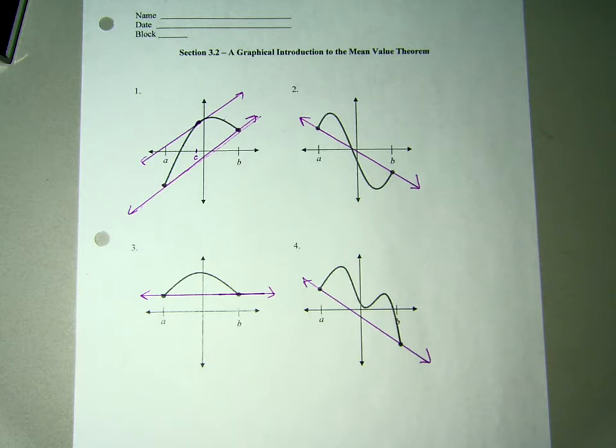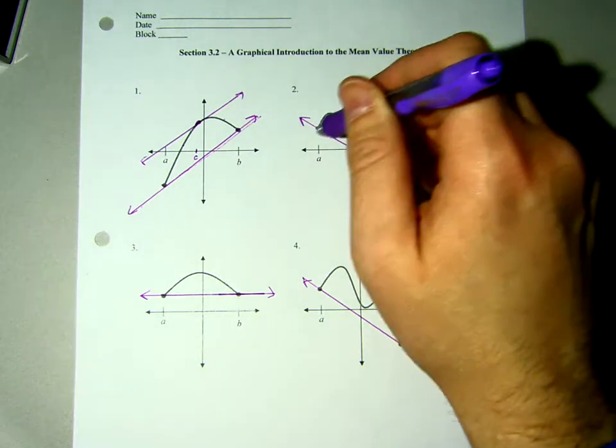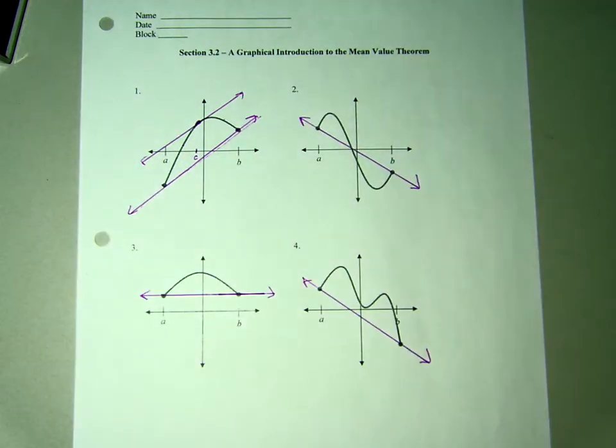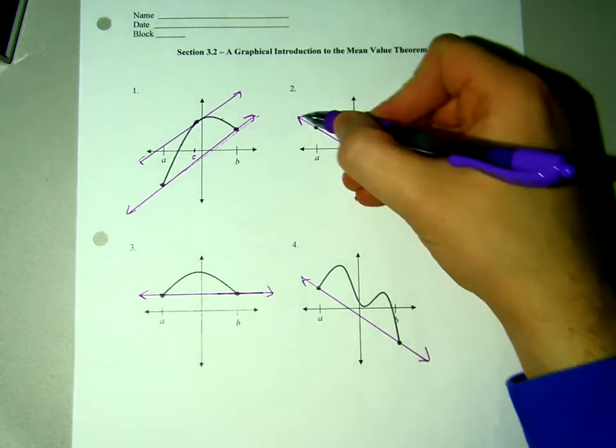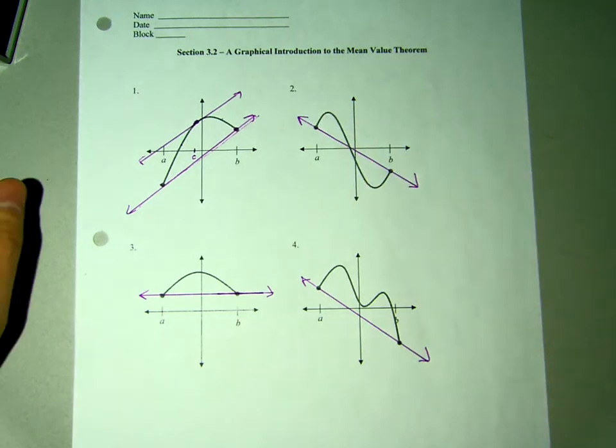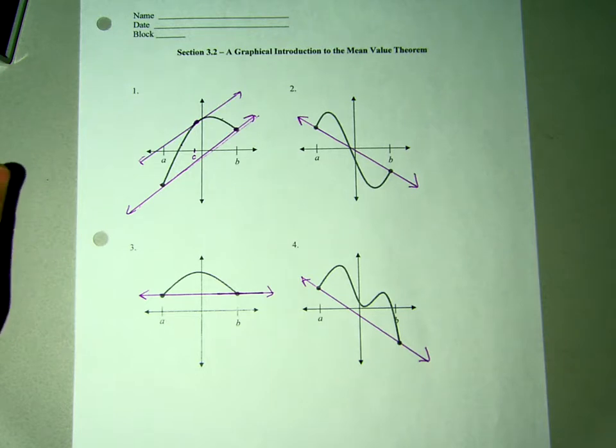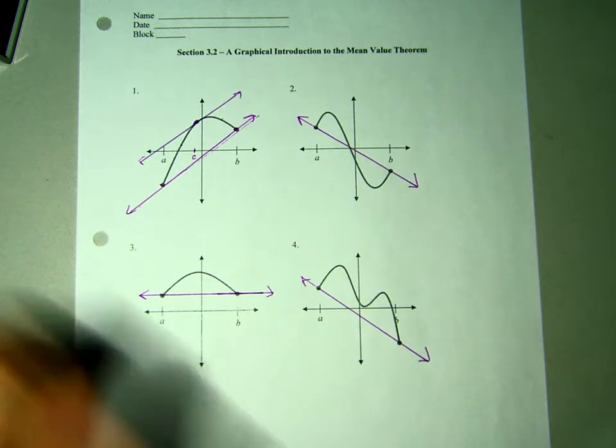I would like to see if you can figure out a place, or maybe there's more than one place, on 2, 3, and 4, where the slope of the tangent line equals the slope of the line through the endpoints. And again, there might be a few places in some of these graphs.